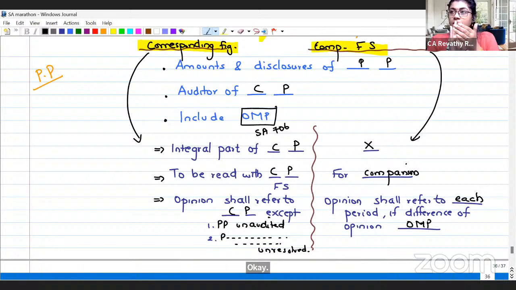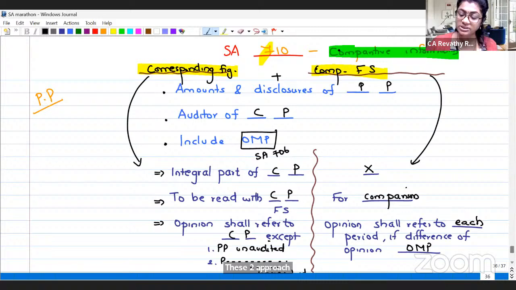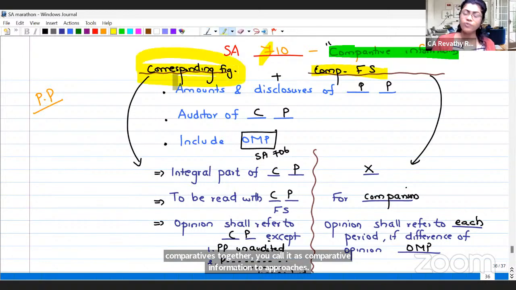So basically, in these two approaches together, corresponding plus comparative FS, together you call it comparative information. Two approaches. In India, usually we go for corresponding only.